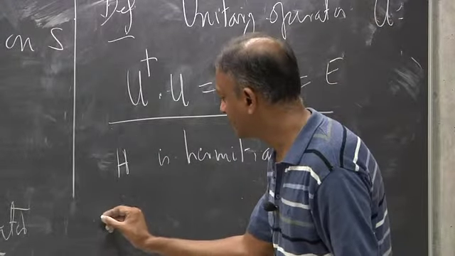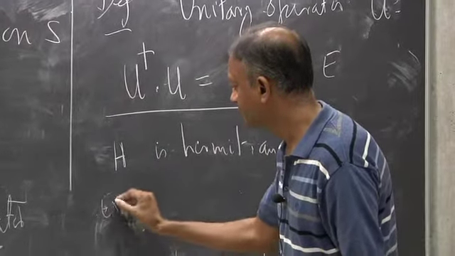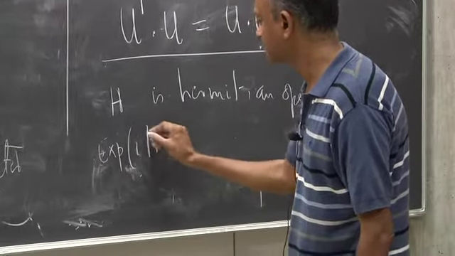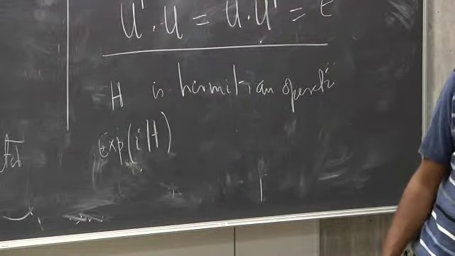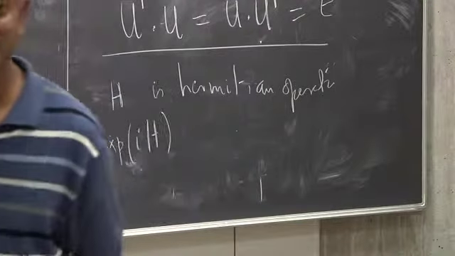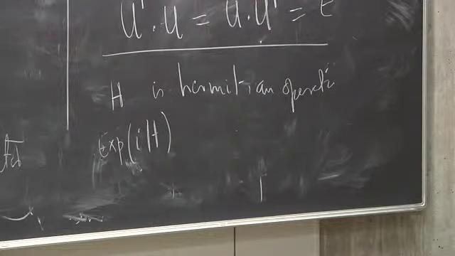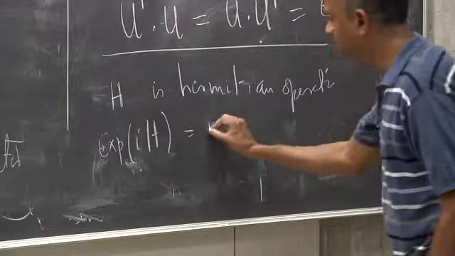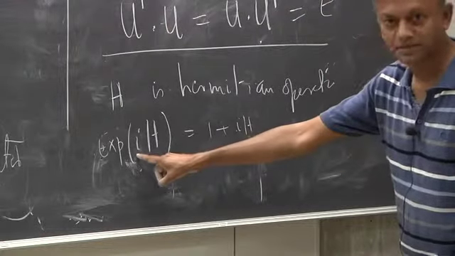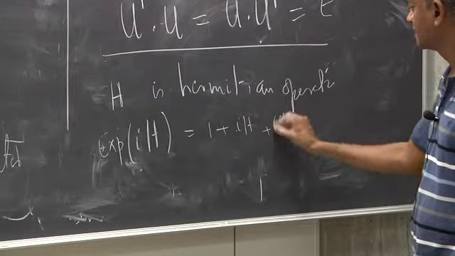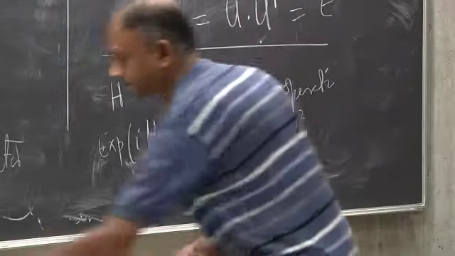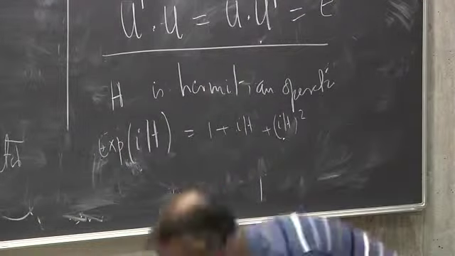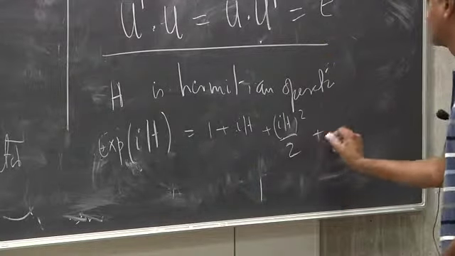Then what about the exponential? Let's consider now the exponential of iH. We use the Taylor series to write it. Correct, exactly. That's the way you define the exponential. The exponential will be simply 1 plus iH, where i is the imaginary number, plus (iH) squared divided by factorial 2, etc. This series.